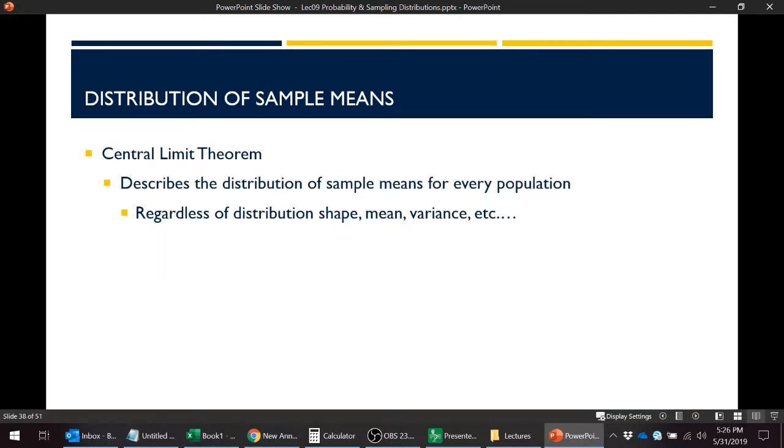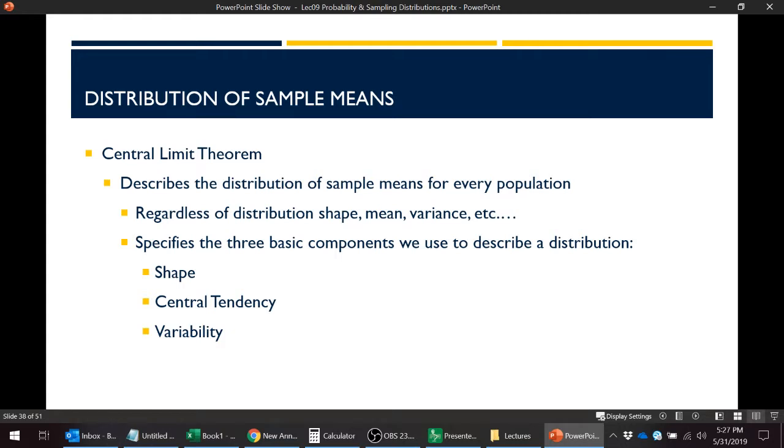Now, the central limit theorem is a theory surrounding this distribution of sample means, and it is essentially what describes the distribution of sample means and the properties it will have. Now, this holds true regardless of any property of that original population: distribution shape, mean, variance, etc. Now, the three things that it really nails down on are the shape of the distribution of sample means, the central tendency of the distribution of sample means, and the variability of the distribution of sample means.